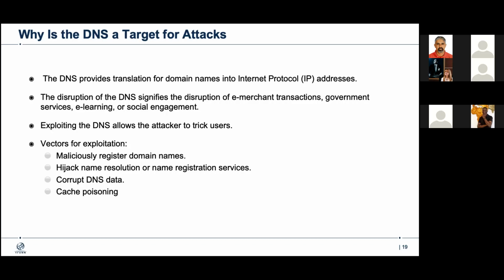Cache poisoning is injecting fraudulent responses to the recursive resolver, such that when an end user, like the one in the diagram Yazid showed with the iPhone, tries to connect to the recursive resolver, they will be given a spoofed response. And so these are some of the ways that attackers try to exploit the DNS.